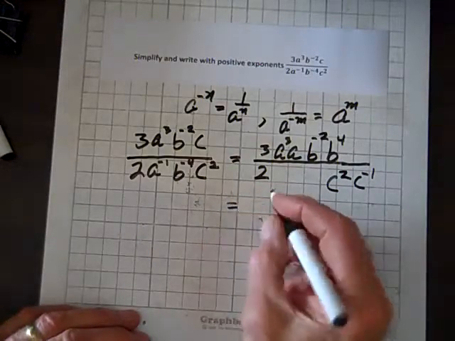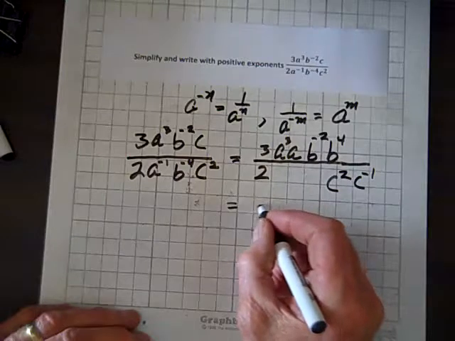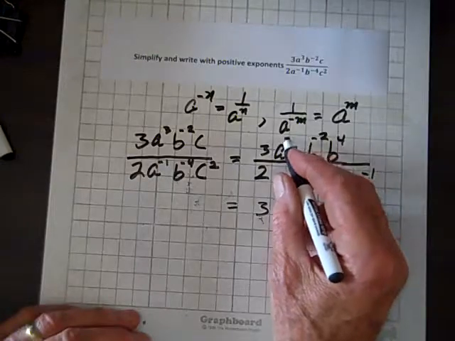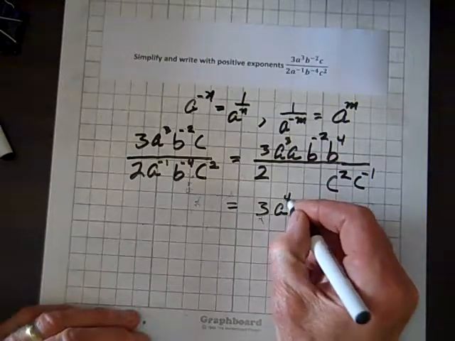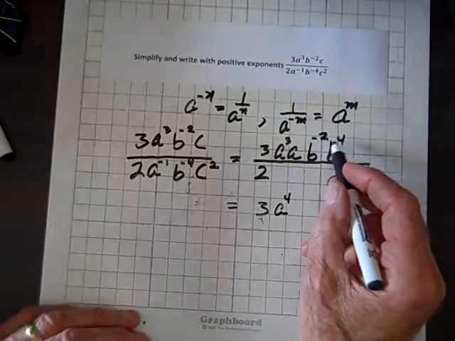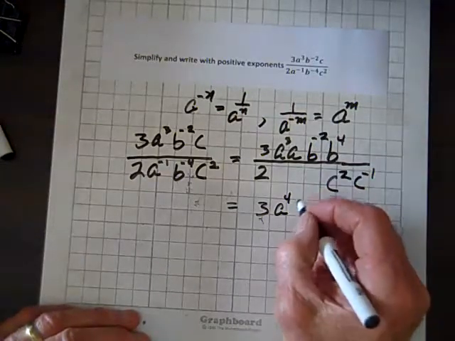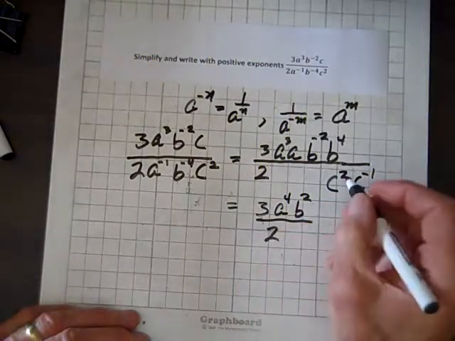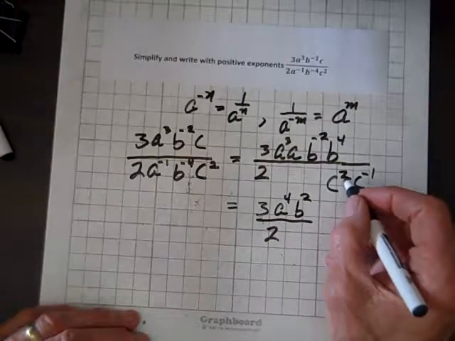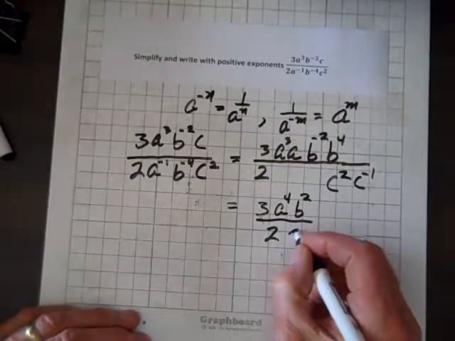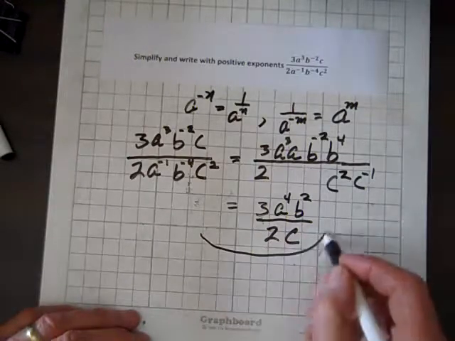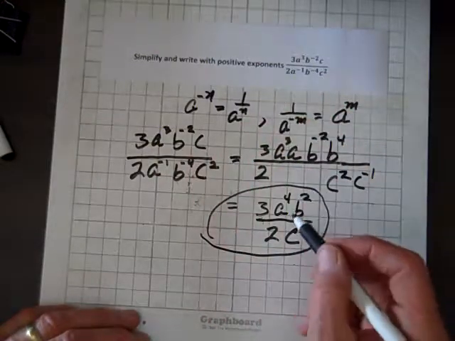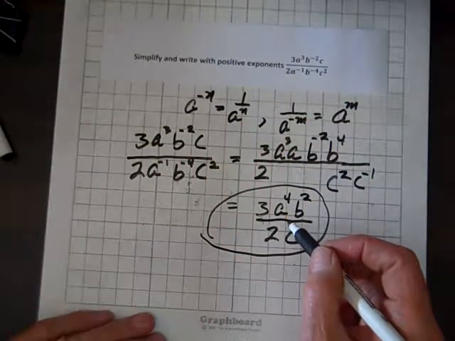So let's simplify this. We've got a 3, and the exponent on a is 1 here, so 3 plus 1 is 4, a to the 4th. And adding these exponents on b, we get 4 minus 2, which is b squared. And underneath we have 2, and adding these exponents, 2 minus 1 is 1, so that's just going to be c. And we've got it, and by the way, we've simplified, and we wrote the result with positive exponents.